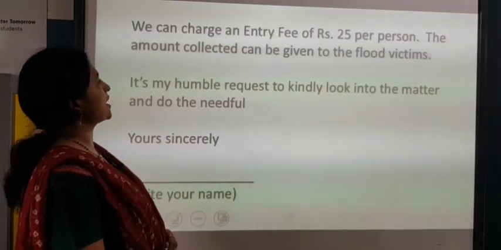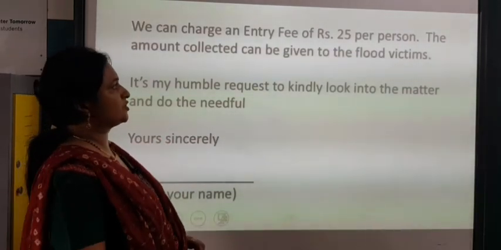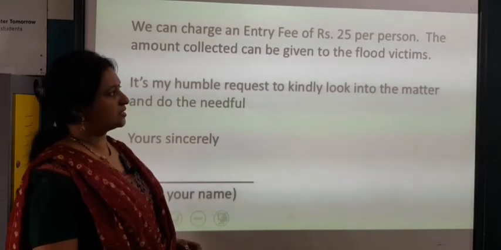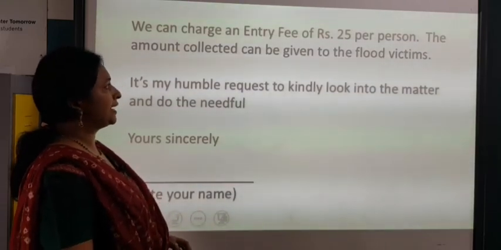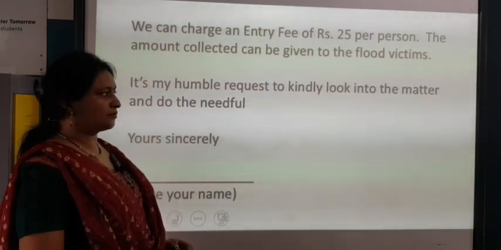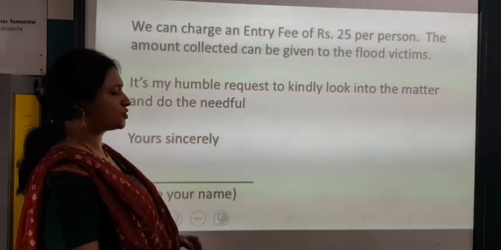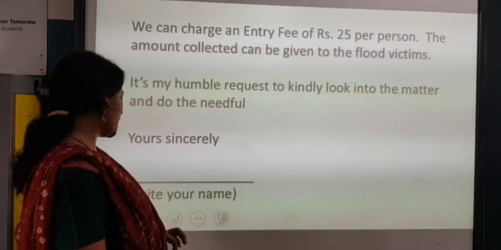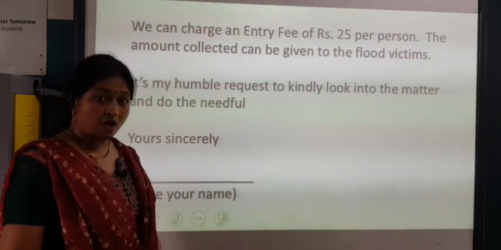We can charge an entry fee of ₹25 per person. The amount collected can be given to the flood victims. It's my humble request to kindly look into the matter and do the needful. Yours sincerely, and you will be writing your name.